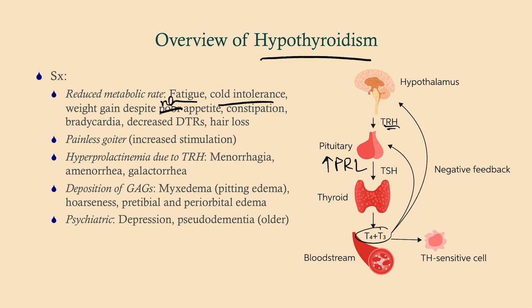That can result in myxedema, which presents as a pitting edema, hoarseness due to edema of the vocal cords, and pretibial and periorbital edema. And then hypothyroidism can cause some psychiatric issues. In older adults, it can cause a pseudodementia, which is almost indistinguishable from Alzheimer's. That's when we suspect Alzheimer's, we always get a thyroid hormone level.